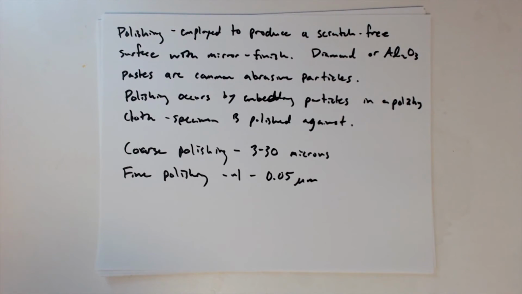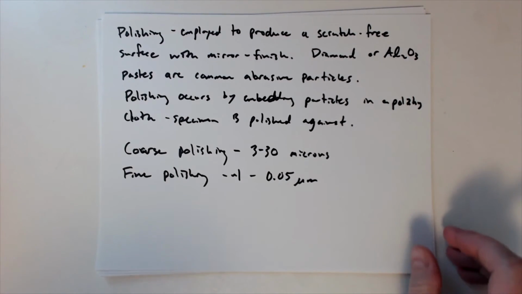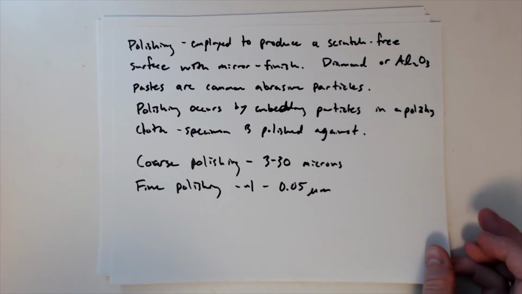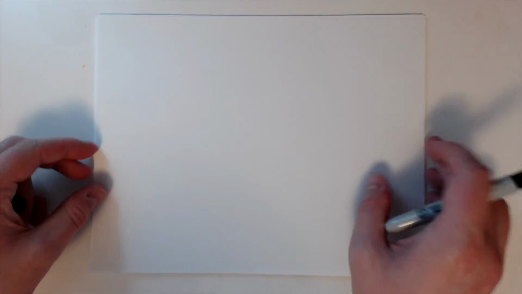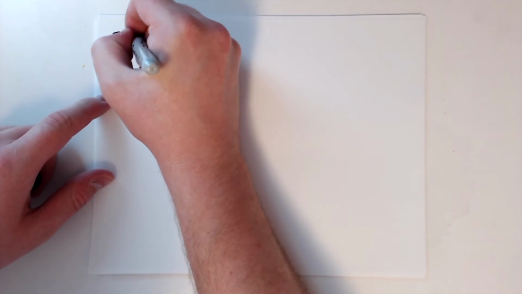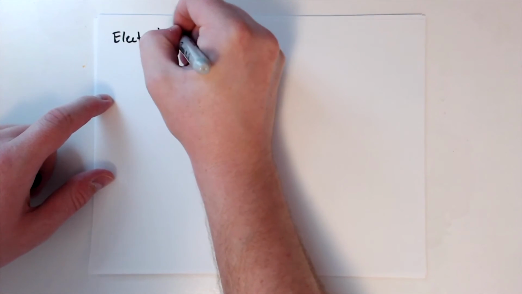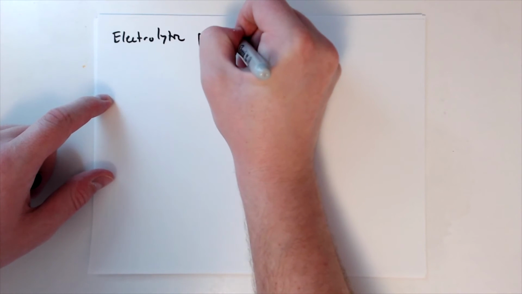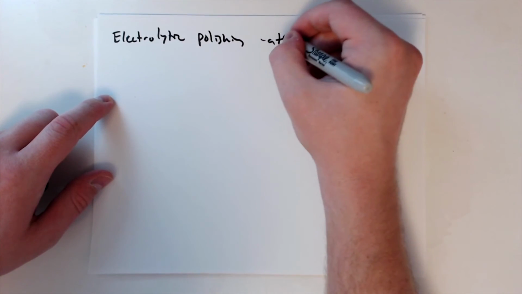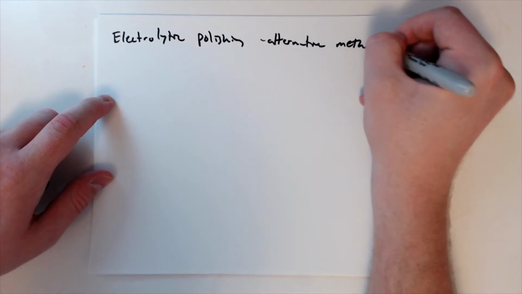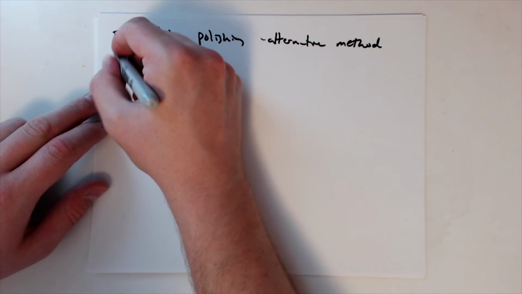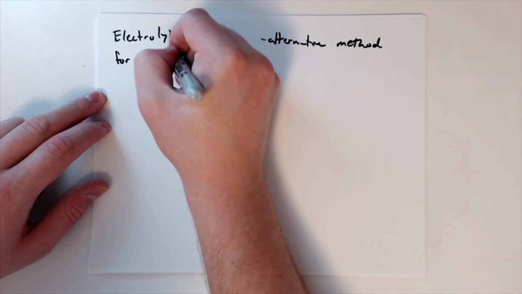However, we can use a different type of polishing. There are different methods. This is the pretty standard, but there's also electrolytic polishing. So this is an alternative method. And it's for metallic samples.